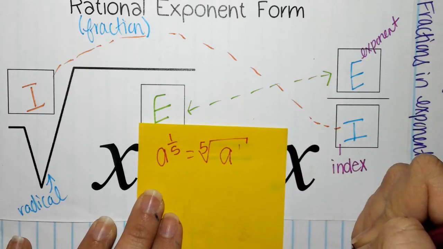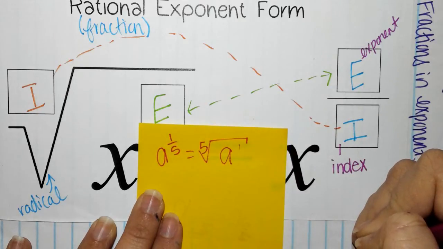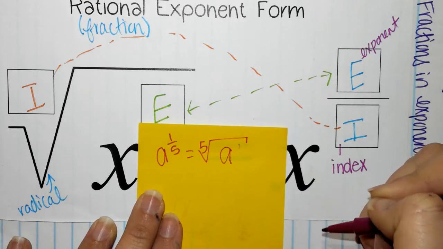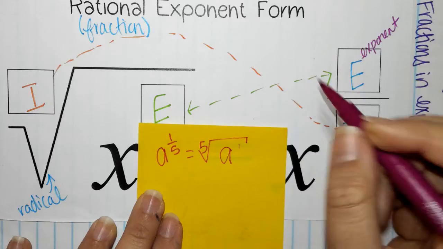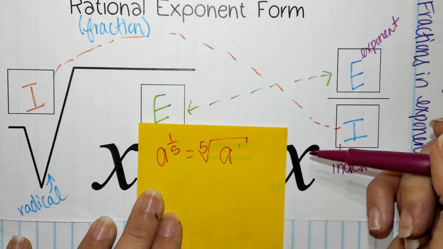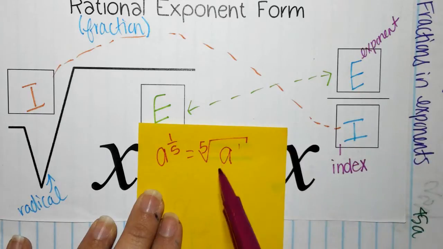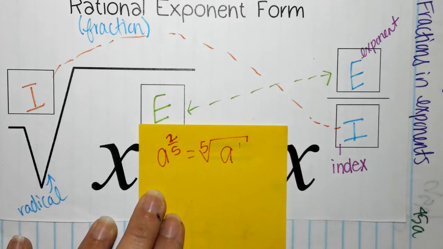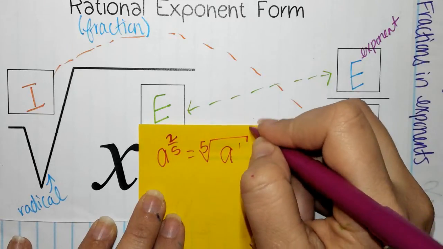Wait, doesn't the 1 go in the exponent? Does the 1 go in the, what do you call it, where the exponent goes? All right. What if it was a 2? There you go. Then the 2 would go after the A.